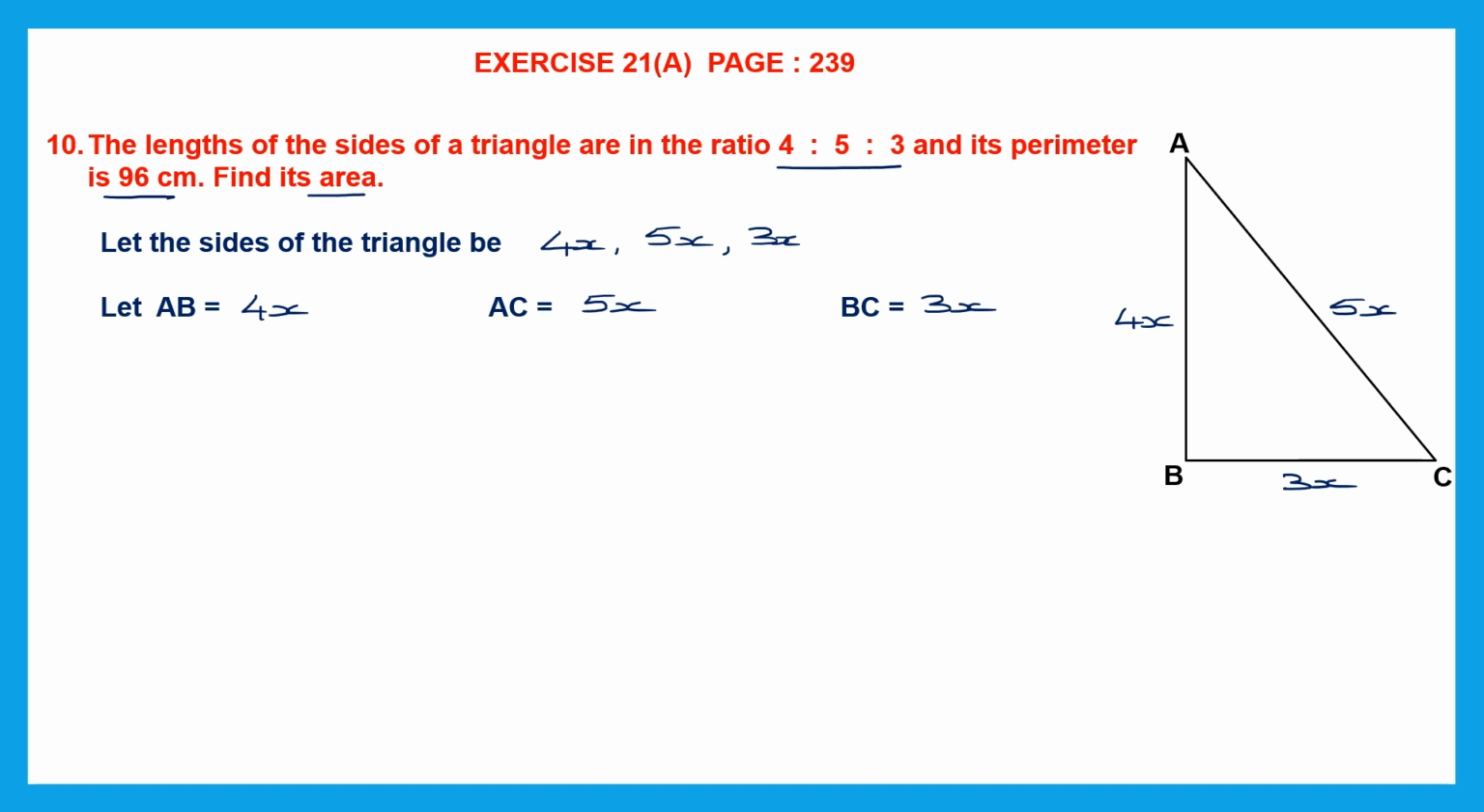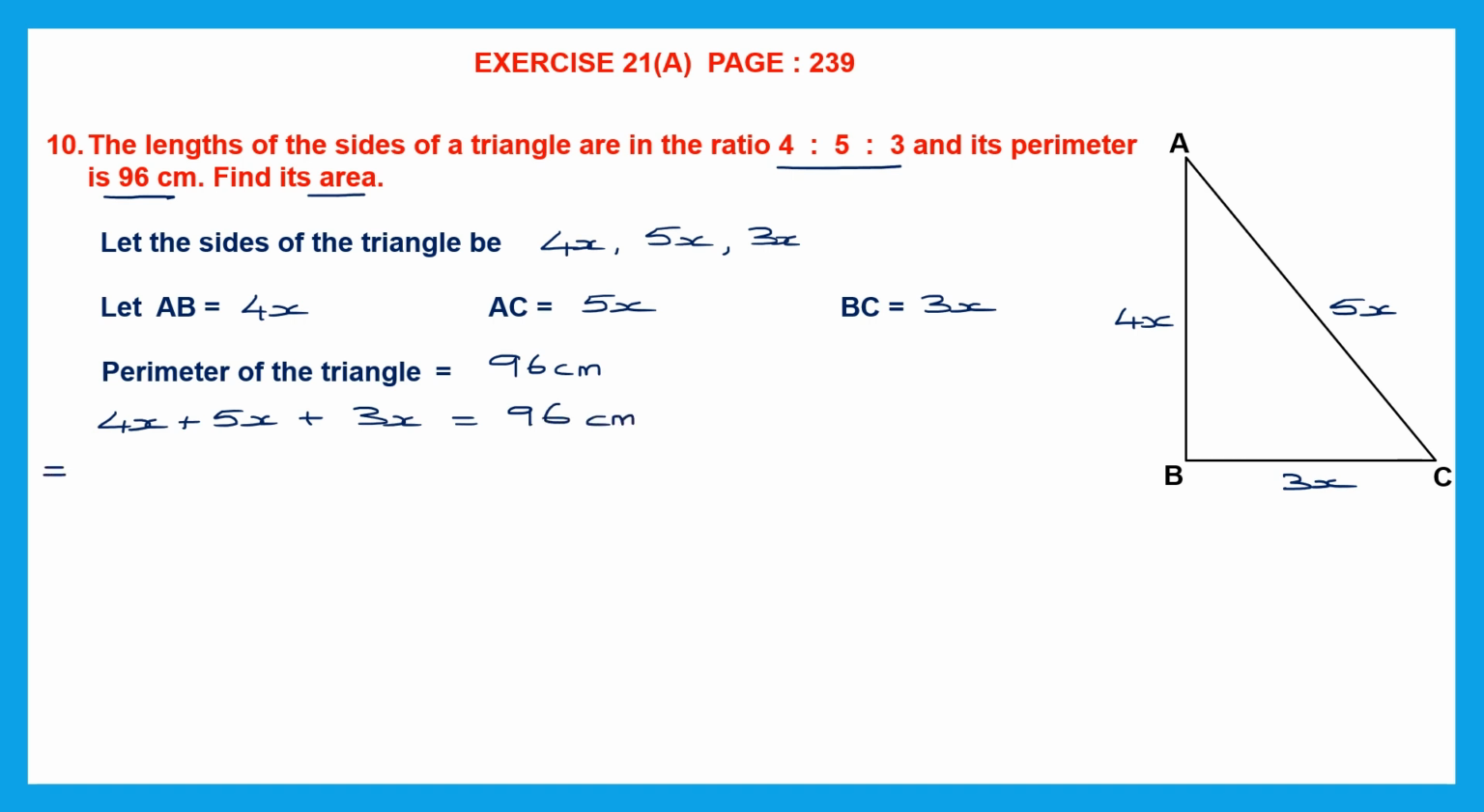Now we've also been given the perimeter. The perimeter of the triangle is given to us and that is 96 centimeters. Now what is the perimeter of the triangle? It is a sum of all the sides of the triangle. We just have to add up all the sides, we get the perimeter. So let's do that. Here we have 4x plus 5x plus 3x. This will add up to the perimeter, which is 96 centimeters.